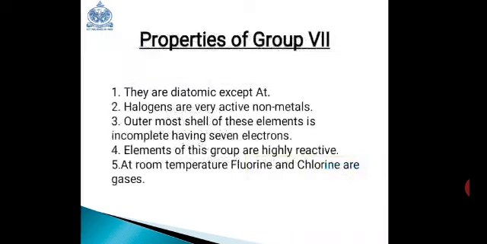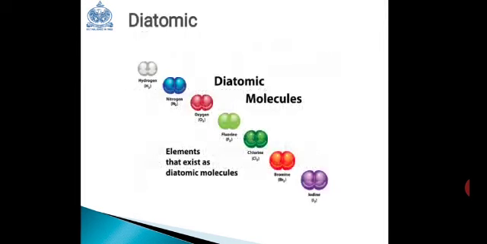Now students, properties of group 7. They are diatomic. Halogens are very active nonmetals. The outermost shell of these elements is incomplete. Elements of this group are highly reactive. At room temperature, fluorine and chlorine are gases.